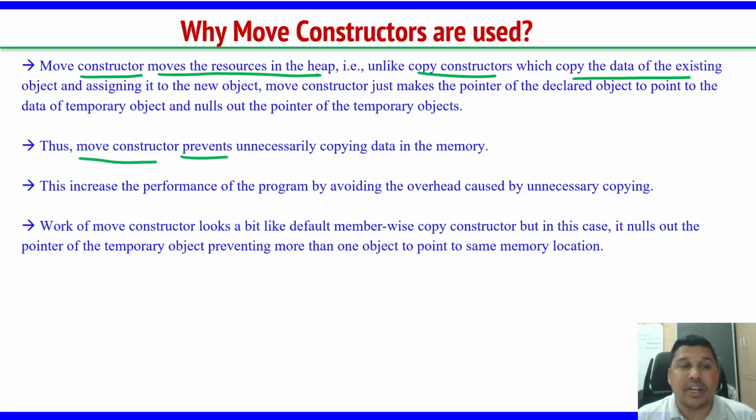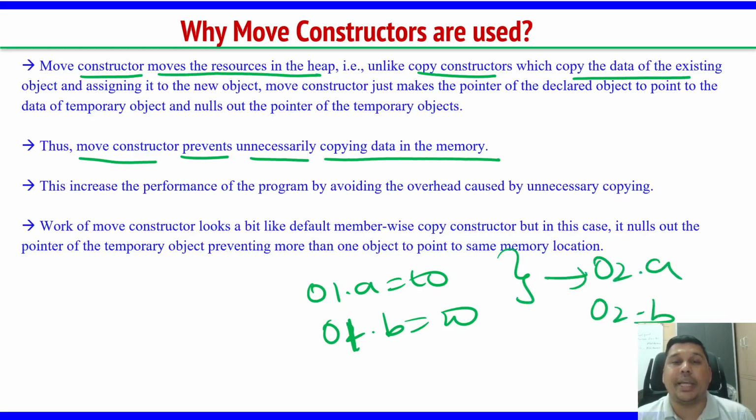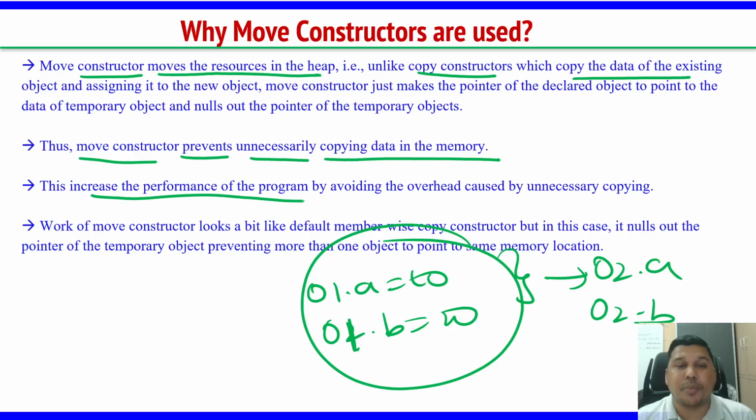Move constructor prevents unnecessarily copying data into the memory. Object1 dot A contains 10, object1 dot B contains 20. Instead of copying these two again into object2 dot A, object2 dot B, we are doing it without copying. We are just referring to the same values. This increases the performance of the program by avoiding the overhead of unnecessary copying.